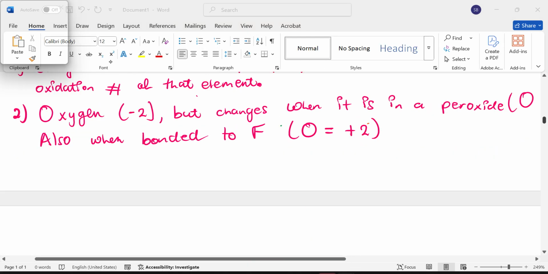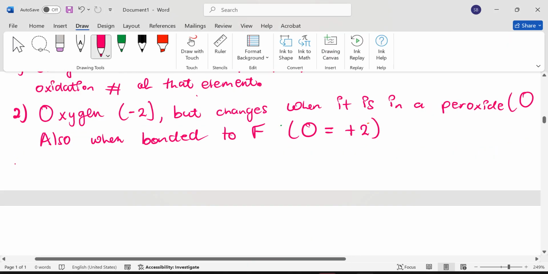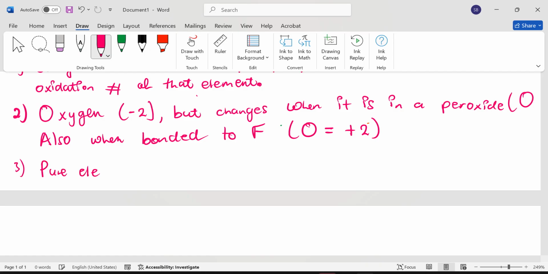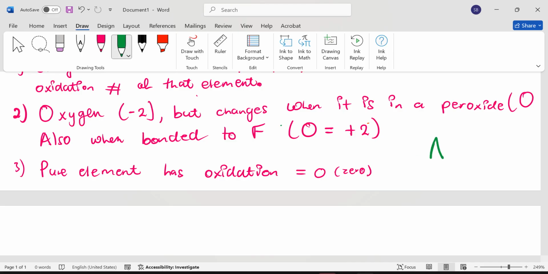Okay, so the third rule says, wait, isn't that the one that I had mentioned? Yes, the one that I had mentioned in the previous video was that every pure element has an oxidation number of 0. That is, if you have a certain substance like arsenic, arsenic has an oxidation number of 0. Why? Because it's a pure element.